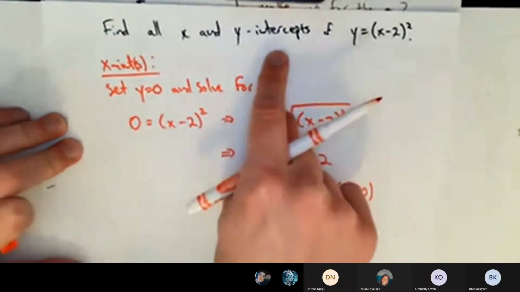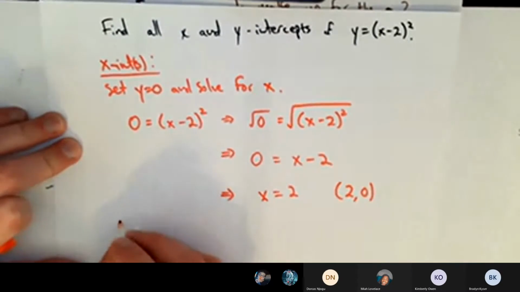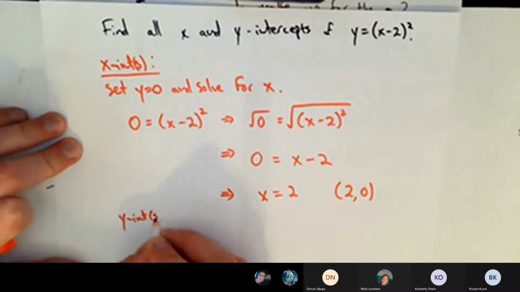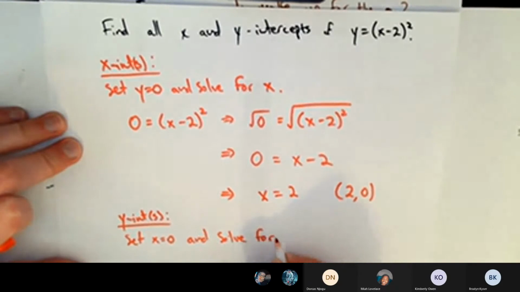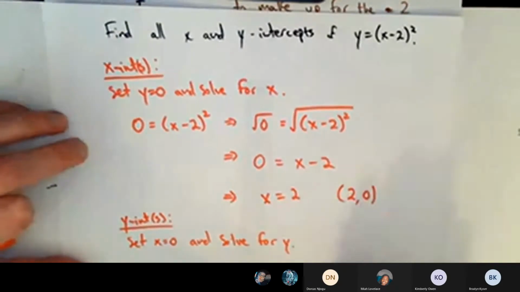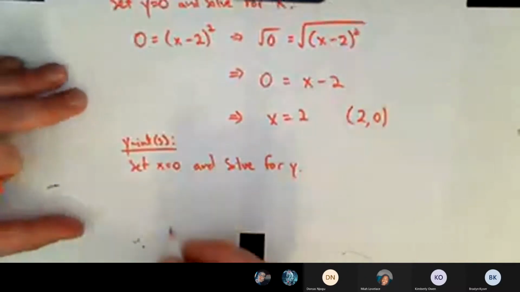So let's find all y-intercepts now. So to find the y-intercept, or intercepts, we should set x equal to 0 and solve for y. Now we know from our picture that we should get 4, right? Because that was our y-intercept earlier. It was 0, 4. So let's see what we get.